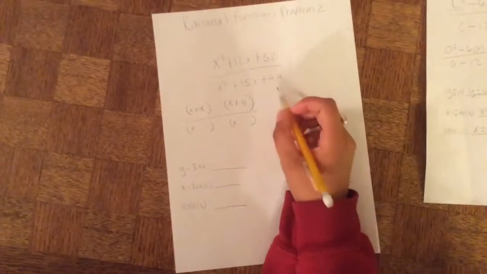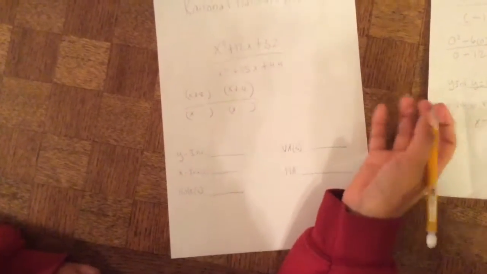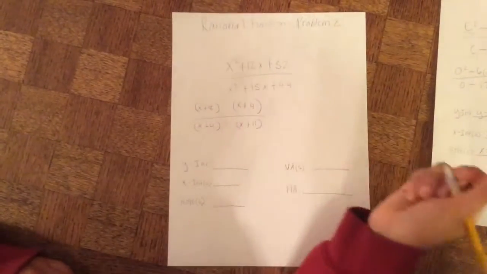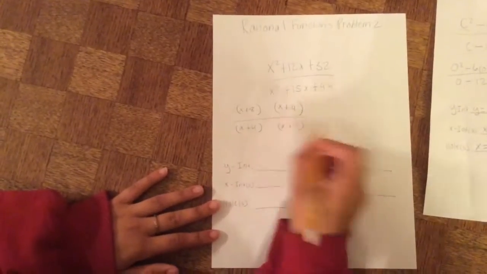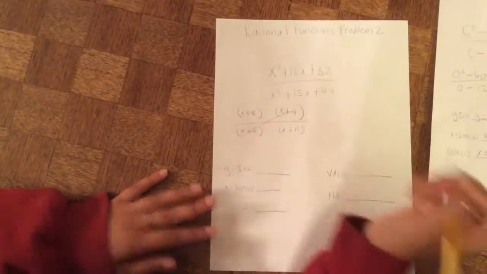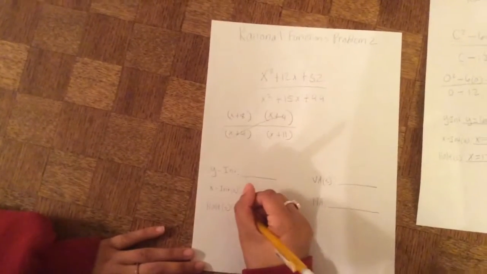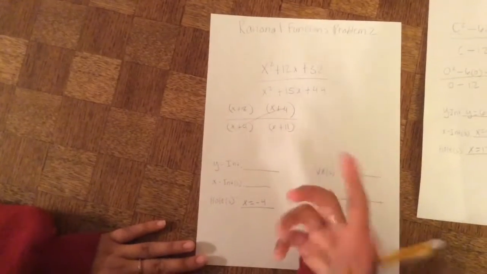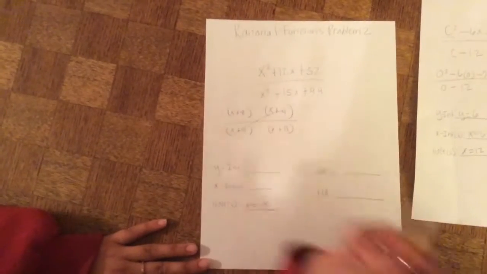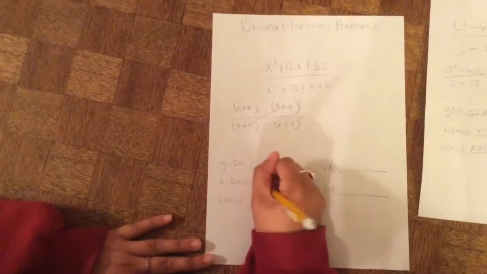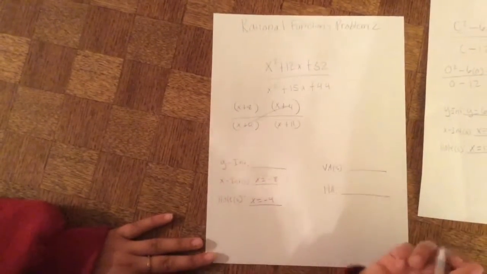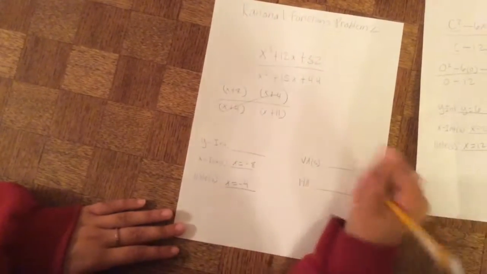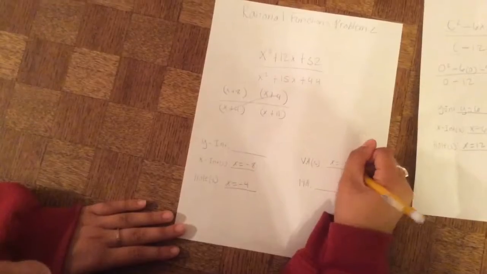Then 2 numbers that add up to 15 and multiply to 44, which is going to be plus 4 and plus 11. Now we have x plus 4 and x plus 4, so we cross those out. Those are our holes, so x equals negative 4. Then we need to find our x-intercepts, which is always what's left over on top, so x equals negative 8. And then our vertical asymptote, which is what's left over on the bottom, so x equals negative 11.